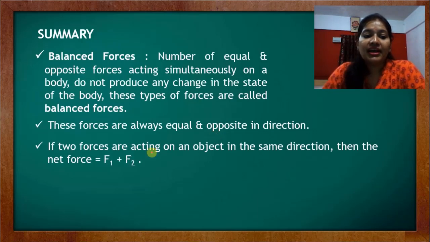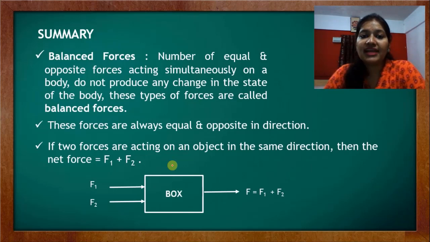Third point, if two forces are acting on an object in the same direction, then the net force acting on the body will be calculated as F equals F1 plus F2. How? Suppose this is a box and two persons from the same side are pushing this box with different forces F1 and F2. So what is the net force acting on the box? It will be F equals F1 plus F2, because the two forces are in the same direction.